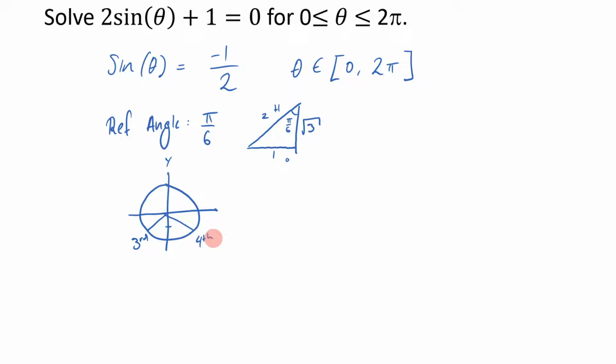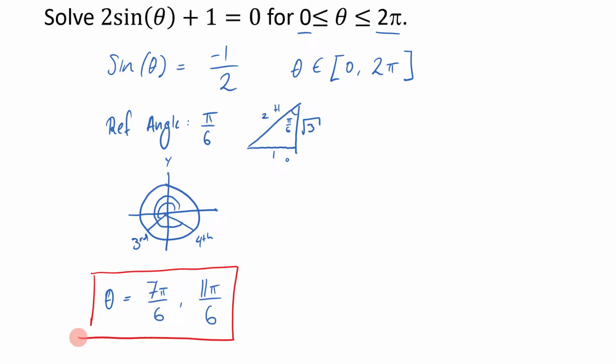I'm going from 0 to 2 pi, so I need this angle and that angle. Well, the reference angle is pi on 6. That means that in the third quadrant, I'm going to be 7 pi on 6. And in the fourth quadrant, I'm going to be 11 pi on 6. And that is all. That's it. They are my answers. I'll put a box around it so the teacher knows what the answer is.